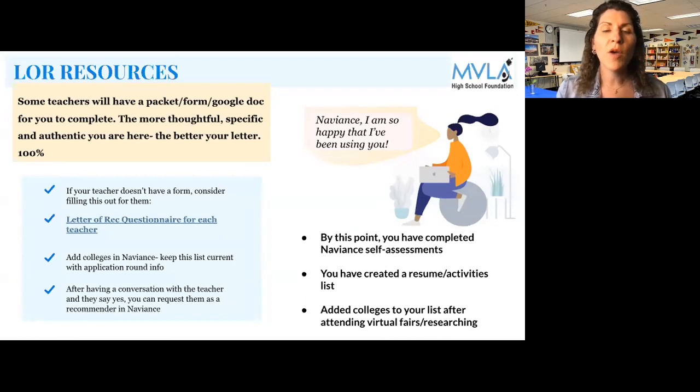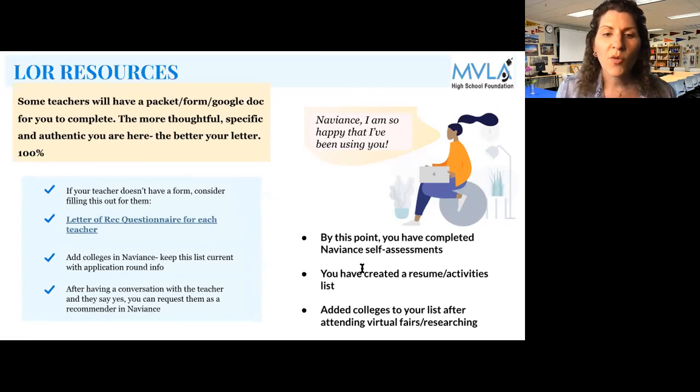But it requires that you have at least one school on your applying list, and then you'll be able to request the 2 teachers that you have asked and have said yes. You do not request teachers through Naviance unless you've had that conversation. Otherwise, they'll just cancel your request. You need to have the one-to-one conversation first.